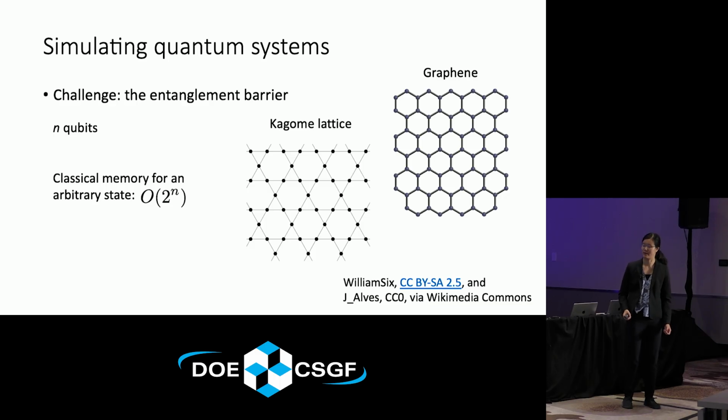And this is used to address both sort of these fundamental questions, such as understanding the ground state on the Kagome lattice. And it can also have downstream technological implications, such as modeling the properties of few layers of graphene.